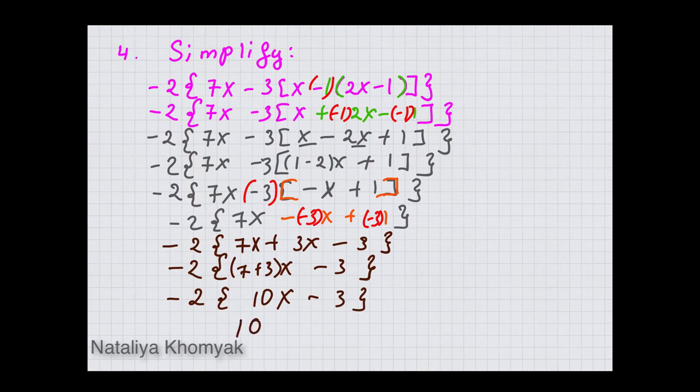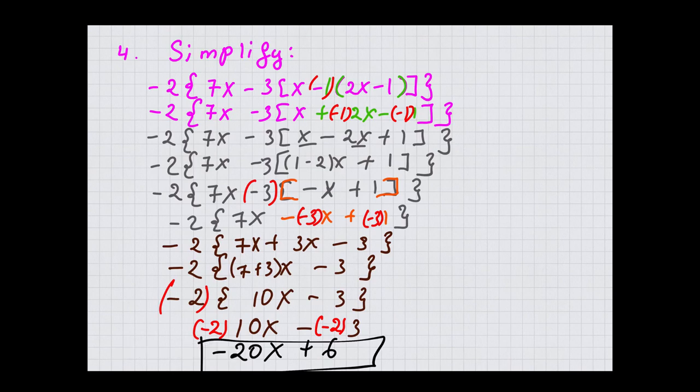So we have 10x minus 3, negative 2. And we get negative 2 times 10, negative 20x, negative times negative, positive, 2 times 3, 6. And that's our answer. That's all.